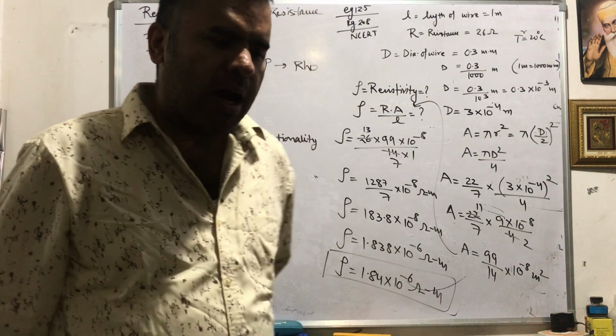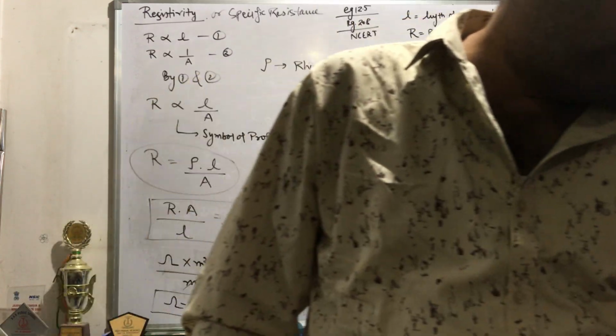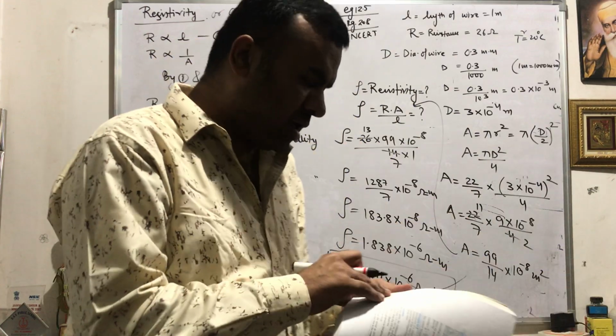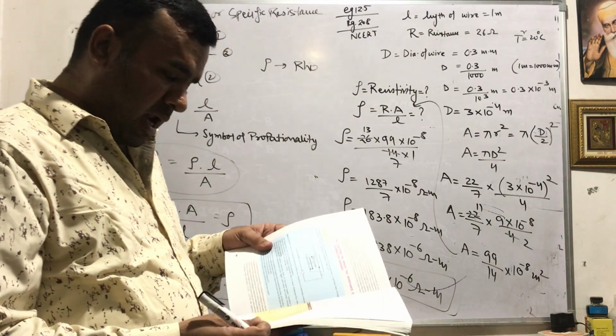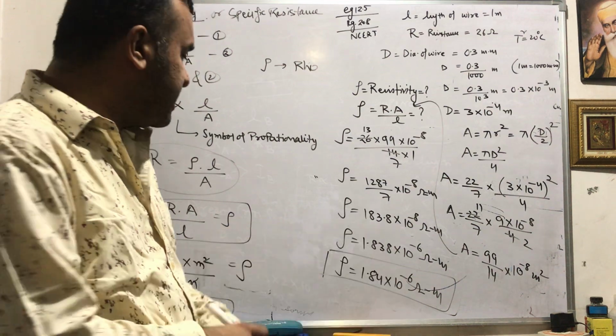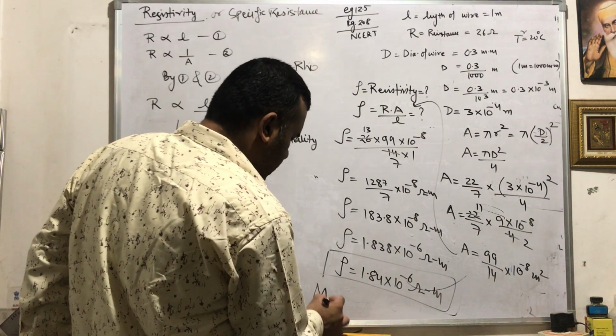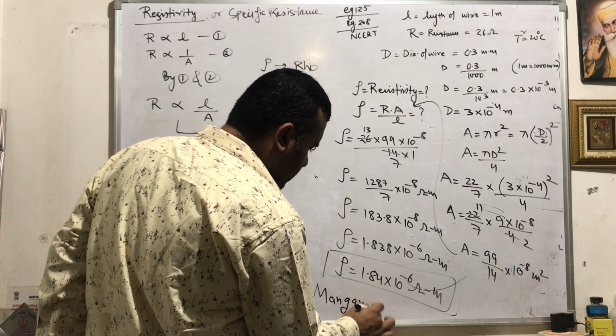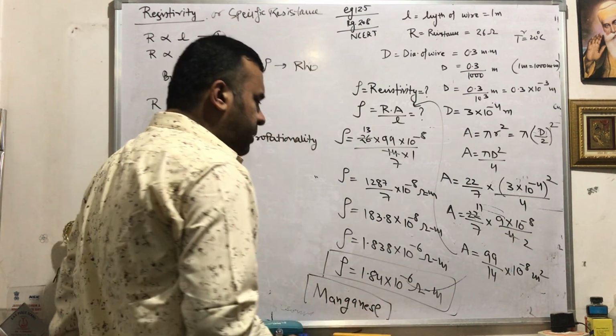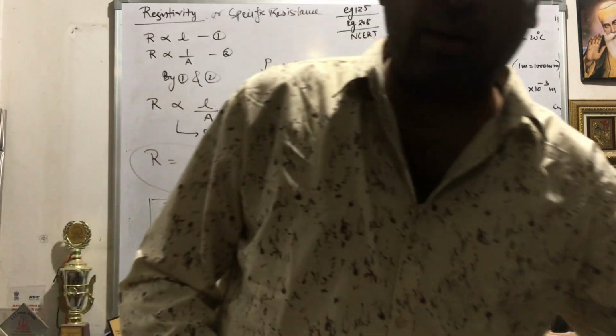And one more thing they have told you: you can see NCERT page number 207, and if you see, this resistivity is given for manganese. They have told you which metal this resistivity belongs to. It is of manganese, right? So this is all about this numerical.